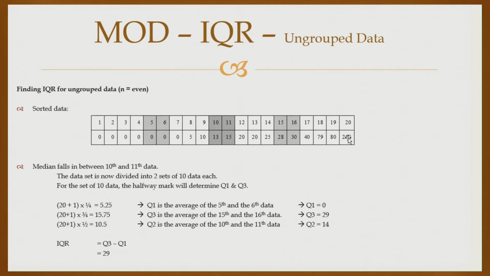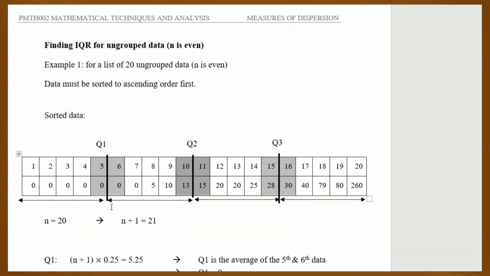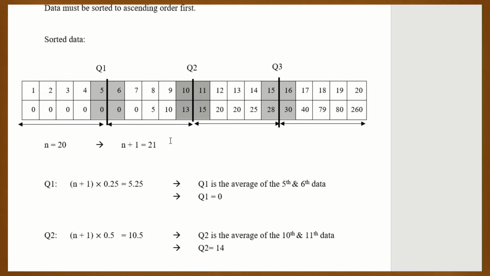Now let's reflect back. How do you find the median? N plus 1 divided by 2, correct or not? Or times 0.5, it's the same thing. You times 0.5 or you divide by 2, the same thing. So you get 10.5. That means between data 10 and 11, my median is 14. How to get 14? 13 plus 15 divided by 2. Correct or not? This is what we did in chapter 2. So we're going to apply exactly the same method.